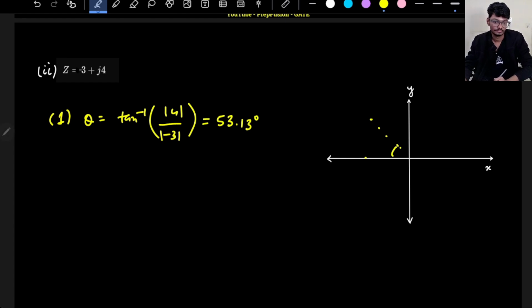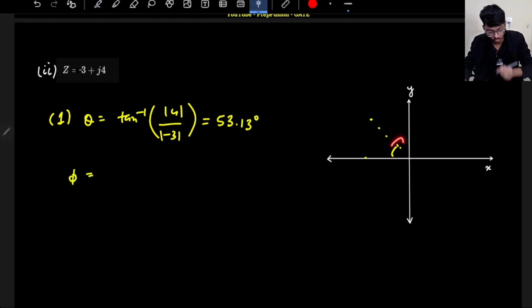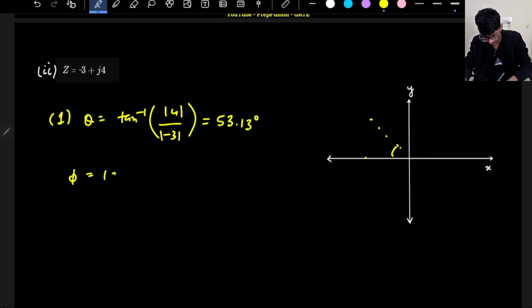Next is the phi. What will be the phi value? As it is lying in the second quadrant, I have told you this is the whole angle, 180, and theta is the extra angle that I moved in the anti-clockwise direction. So I have to subtract this extra angle, so I have to move theta in the clockwise direction. So phi will be 180 minus theta. This value comes out to be 180 minus 53.13.